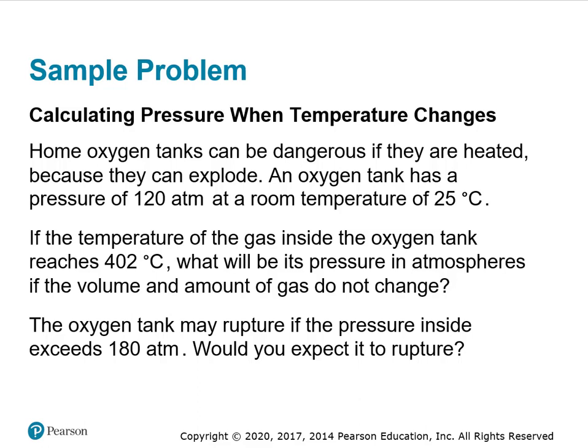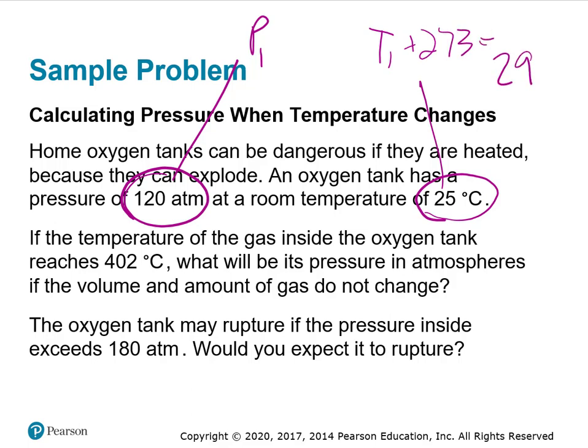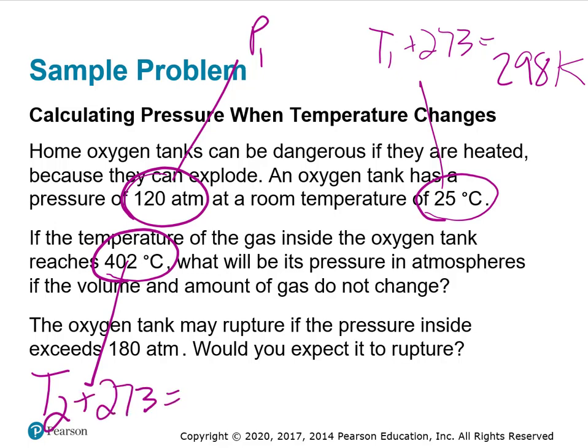Home oxygen tanks can be dangerous if they are heated because they can explode. An oxygen tank has a pressure of 120 atmospheres, I'm going to call that P1, at a room temperature of 25 degrees Celsius. That's our T1. I'm going to add 273, so that's 298 Kelvin. If the temperature of the gas inside the oxygen tank reaches 402 degrees Celsius, so this would be a T2, let's add 273 to get to Kelvin, that would give us 675 Kelvin. What will be its pressure in atmospheres?